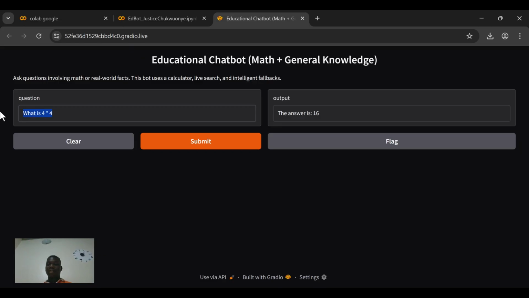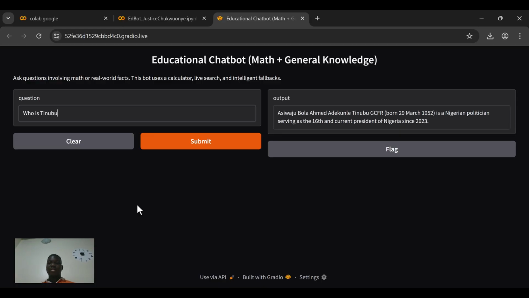Now I'll be testing it with a general knowledge question. Let's say I ask, who is Tinubu? You see, it gave me the answer. It says Bola Ahmed Tinubu is the current president of Nigeria, who has been serving since 2023. So this is how it answers the general knowledge question.